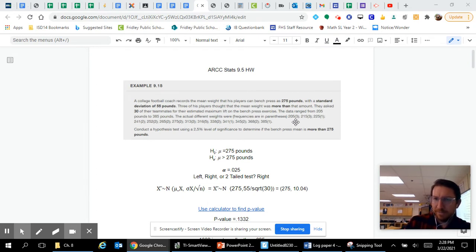And this parentheses after it means there's 3 pieces of data at 205 and 3 at 215. So you'll need to manually calculate those. And you can use a calculator online or on your graphing calculator to get the average of those.